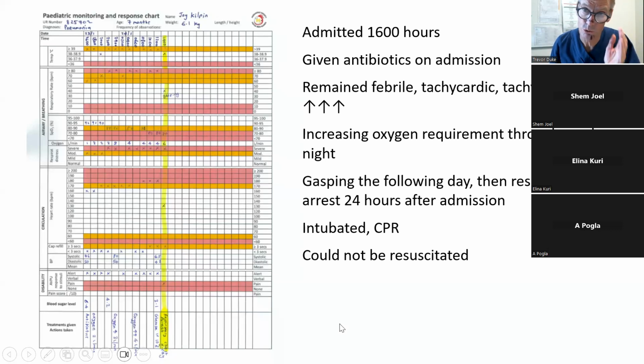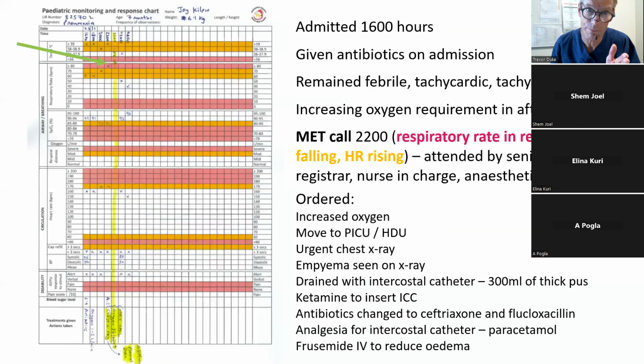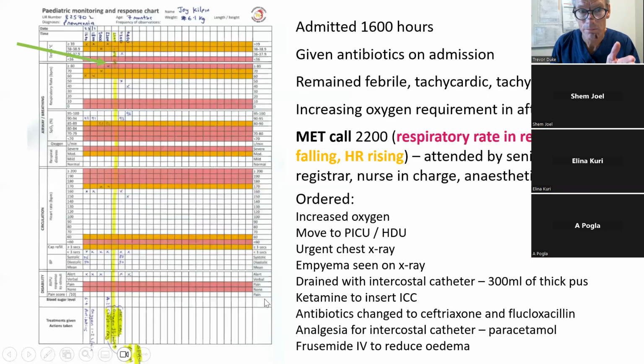Well, that's what could have happened if no one took any notice of the monitoring chart. But in this case, people did take notice of the monitoring chart, and they intervened early. And I'll just show you what really happened. The X-ray I showed you then was the X-ray that was taken at the time that this girl arrested. But actually what really happened, that X-ray was taken after her deterioration was detected. So the same thing happened.